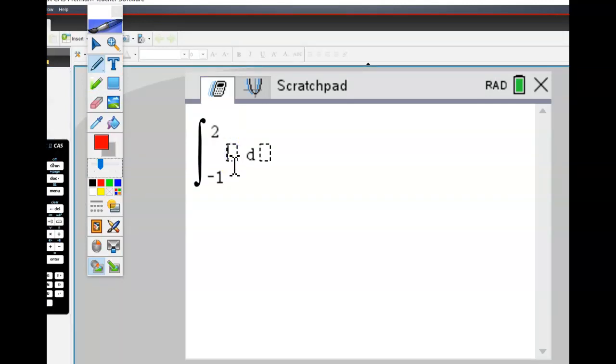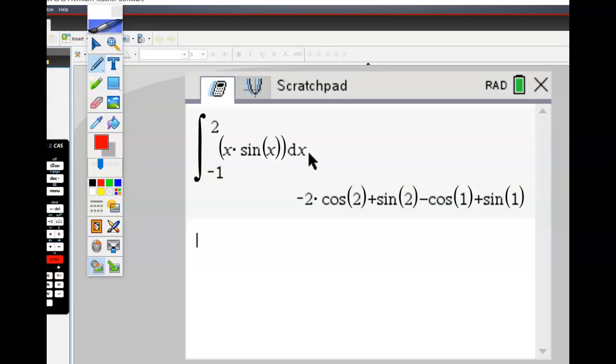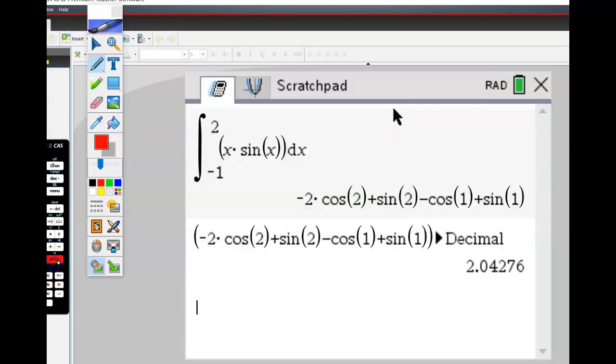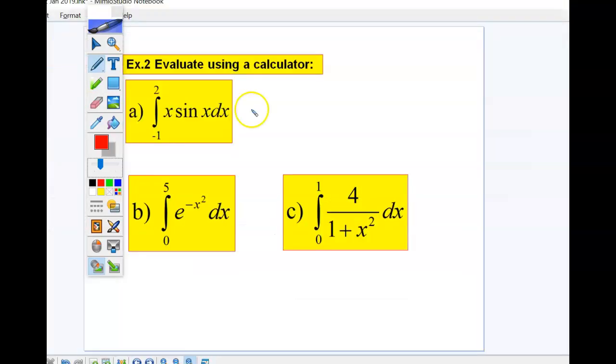all the way up to 2 of x times sine x. So it's going to be x times, again, you don't really need the times if you don't want to, but you can put it in there, x times sine x. And you have to tell the calculator you're integrating with respect to x, and if we hit enter, it'll give me an answer like that, which isn't very user-friendly, but again, now I can convert that. So if I go menu, number, convert to a decimal, and hit enter, it's 2.04276. And again, if we were writing this, we'd round off to 3 decimal places, so 2.043.